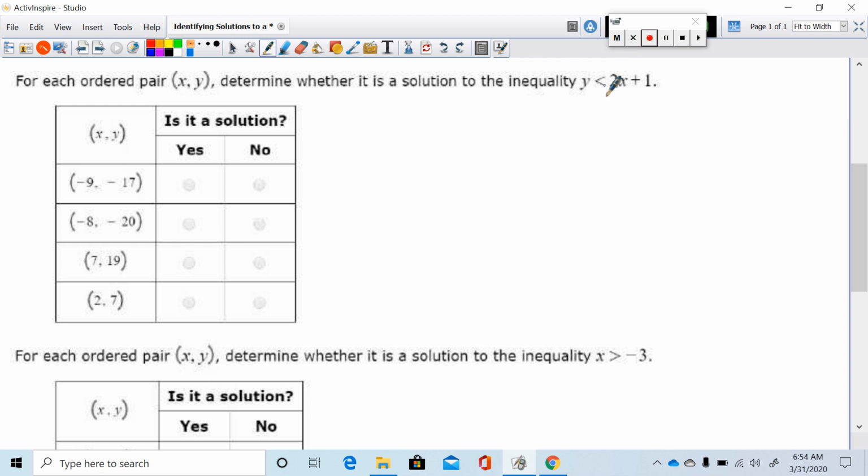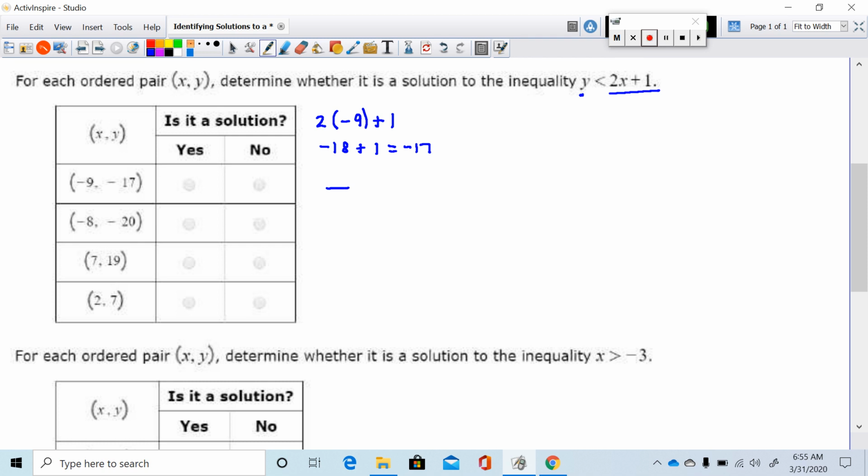Okay, the next one, again, you have to look and see what is by itself. Y is by itself this time, so I'm not going to make a general number line over here. I'm going to have to make a separate number line for each one of these. I'm going to take the part that's not by itself, and that's the part I'm going to work with. So 2 times x, x is the first number, so 2 times negative 9 plus 1. So I have negative 18 plus 1. That's equal to negative 17.